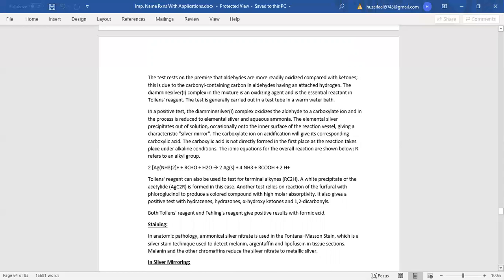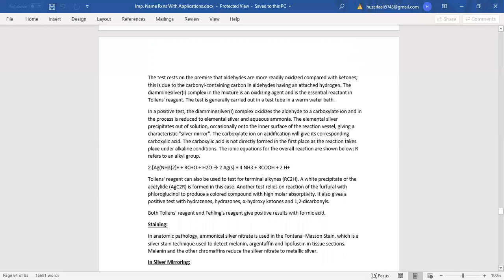The ionic equations for the overall reaction are shown below. OR refers to an alkyl group. Tollen's reagent can also be used to test for terminal alkynes. A white precipitate of the acetylide is formed in this case.